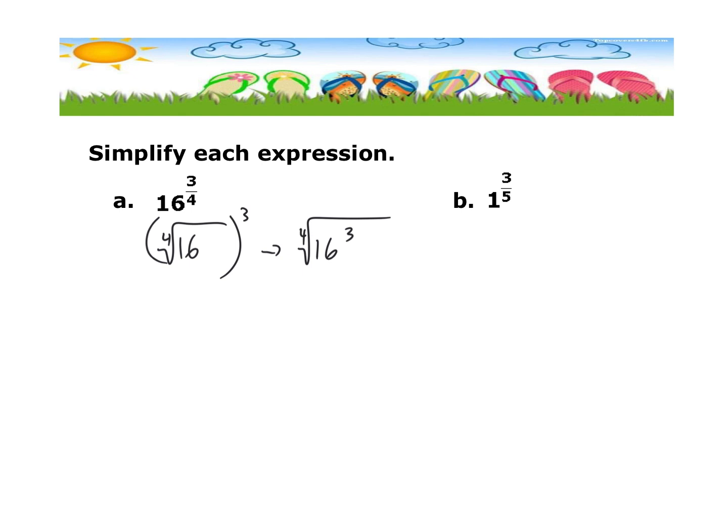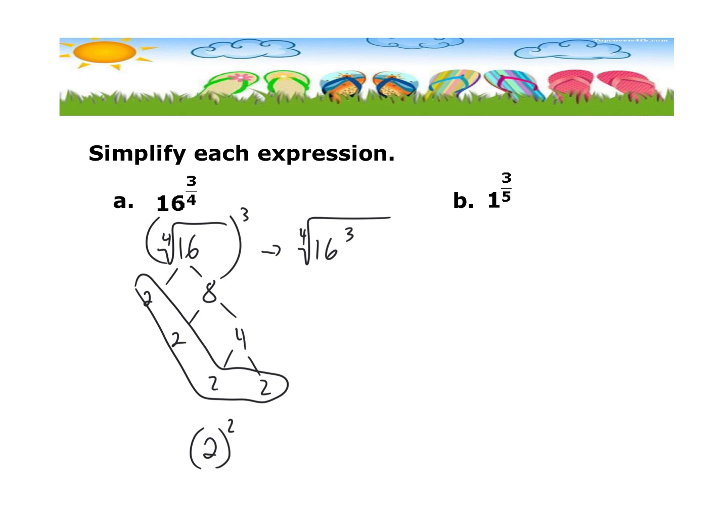Now, because 16 is an even number and it is actually a perfect root, I'm going to try to find the 4th root first. I think that's going to be a little easier for me. So I'm going to do 2 and 8, 2 and 4, 2 and 2. So I have 4 2's, which is what the index is telling us, the 4th root. So I'm going to end up with 2 to the 3rd power. That's going to be 2 times 2 times 2. That's 4 times 2. So our final answer is actually going to be 8 for A.